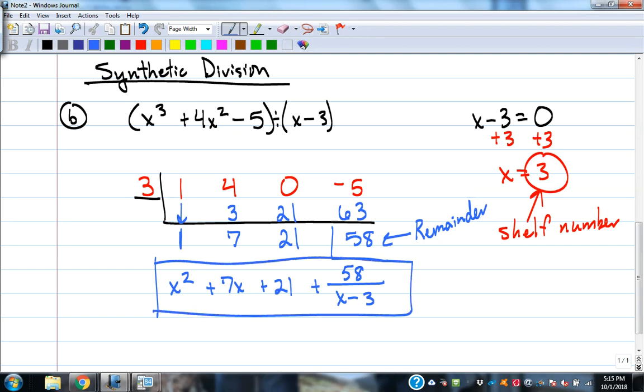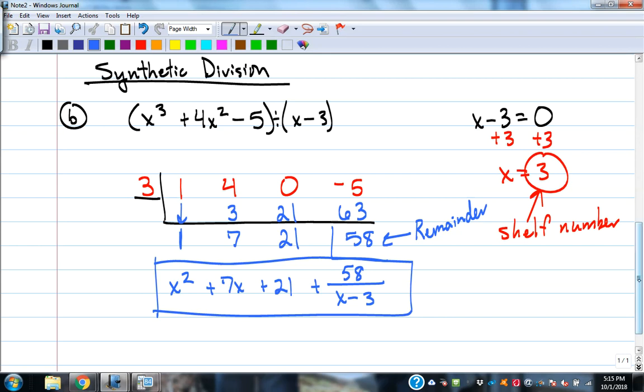Synthetic division is going to be your tool. You're going to use that a lot. So make sure you remember. Drop the first term down, multiply and add, multiply and add, multiply and add, always. Synthetic division, multiply and add. That's what we've got to do.